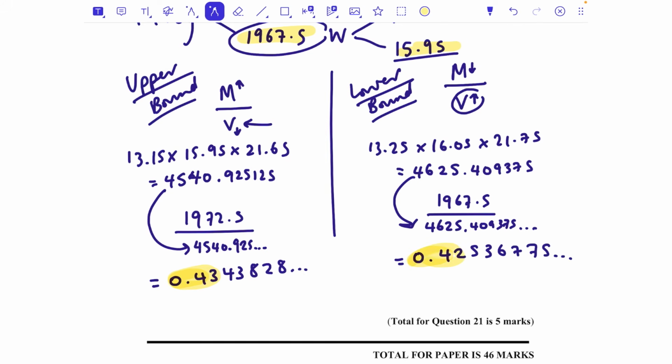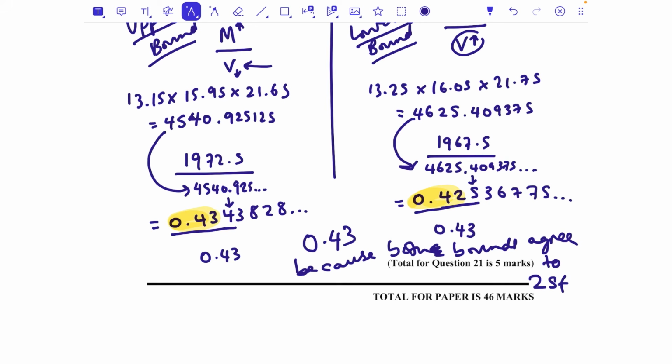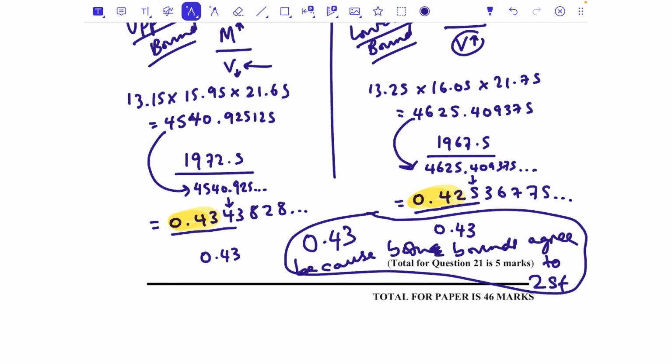Two significant figures, this number would round to 0.43 because the next number is 4, which rounds down. And this number would round to 0.43 because the next number is 5, which rounds up. If you tried to go to three significant figures, then these numbers are going to be different. So we have to say our answer is 0.43 because both bounds agree to two significant figures. And we have to write that reason to get 5 marks for that question. Very, very difficult, very much grade 9.